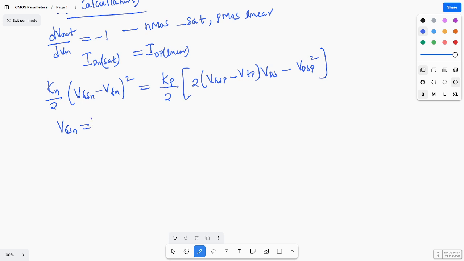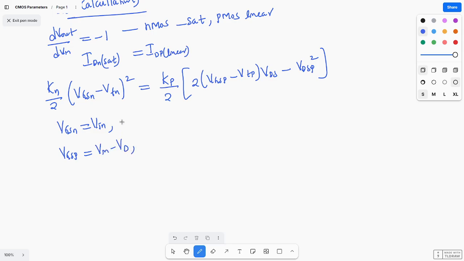VGSN equal to what? VGSN equals Vin, no? In the VTC equations we already saw. Okay. And VGSP equal to what? VGSP equals Vin minus VDD. Vin minus VDD. Okay.